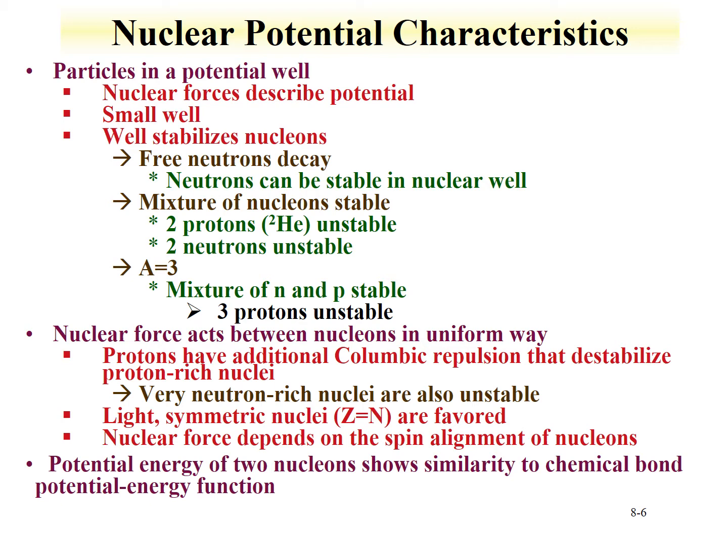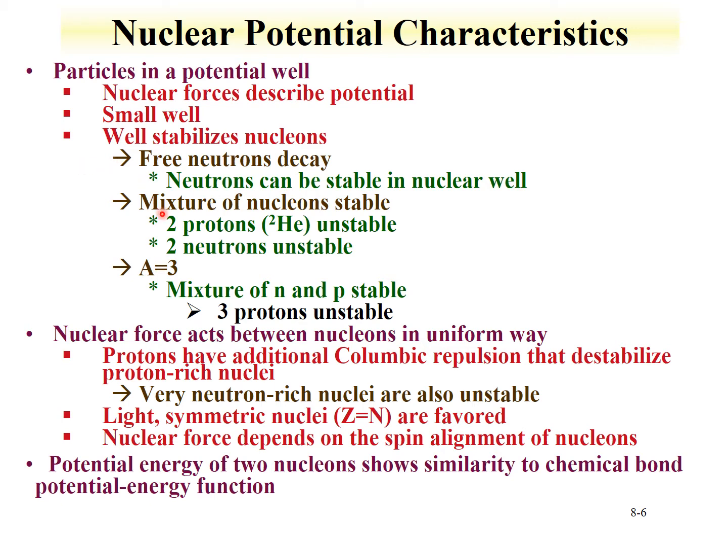Now a nuclear potential is where these nucleons can act together, form a nucleus, and then provide properties that we can observe on this nucleus. We've already talked a little bit about nuclear potentials, but these nuclei can be particles in a potential well. The nuclear forces describe the potentials. The well is small. And we also know that the well can stabilize nucleons. For instance, I can put neutrons into a nuclear potential, and they can remain stable. A free neutron is not stable. It decays.